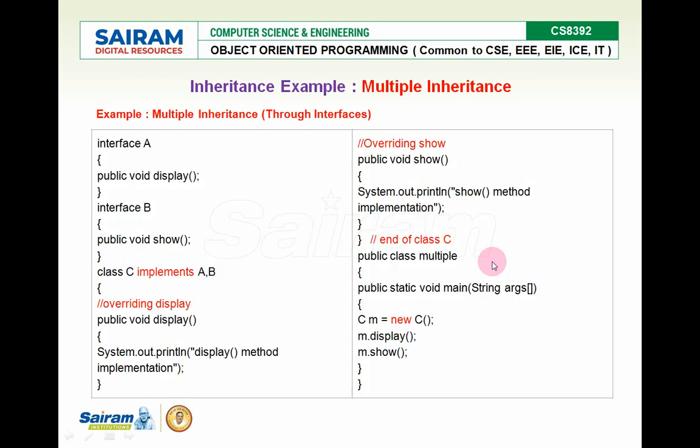We'll see a simple example. Interface A has one method, display, right? Interface B has a method called show. So I have two interfaces, multiple interfaces. Class C implements A comma B, so it is implementing interface A and interface B. Here I didn't use the same function name to avoid confusion, so I'm using different function names. You can use the same function name also; only one function can be taken. I'll show in the next example how to do that.